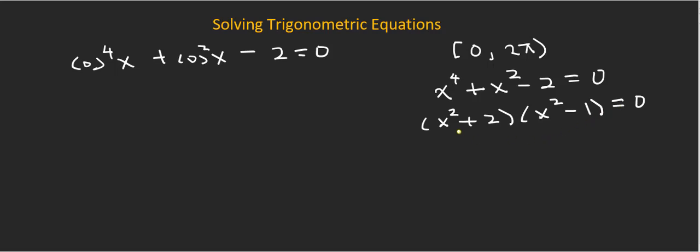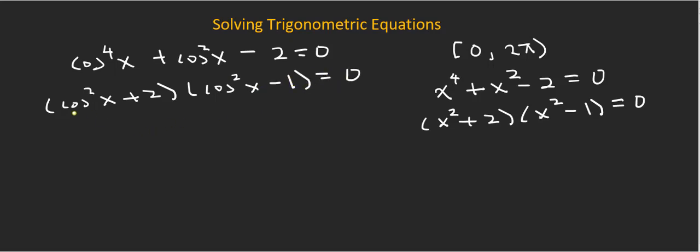Okay? We're going to use the same idea here. So when you factor this out, it's going to be cosine squared x plus 2, and then cosine squared x minus 1 equals 0. So now you get cosine squared x plus 2 equals 0, or cosine squared x minus 1 is equal to 0.